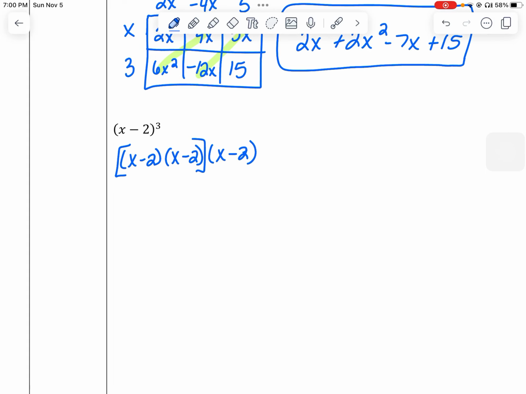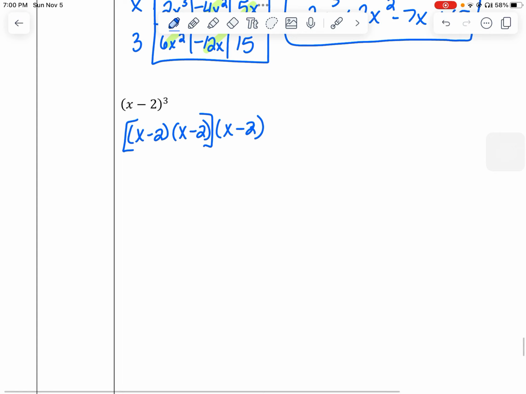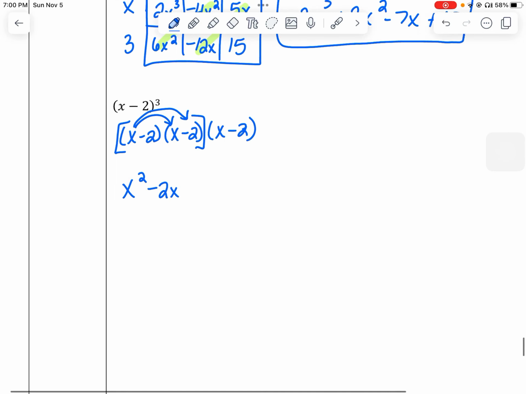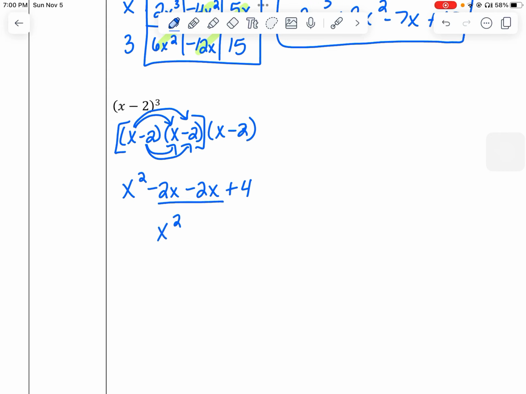And so 2 by 2, I would just FOIL that. X times x is x squared. X times negative 2 is negative 2x. Then take negative 2 times the x, get negative 2x again. Negative 2 times negative 2 is positive 4. And then I would combine like terms before I multiplied by the last one. So I'd get x squared minus 4x in the middle plus 4.